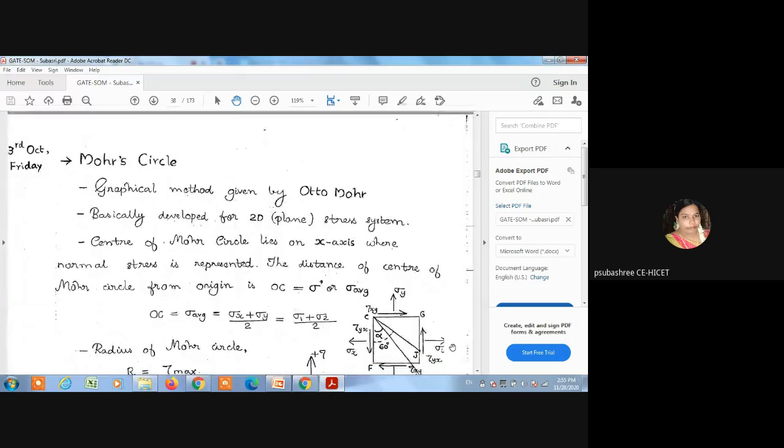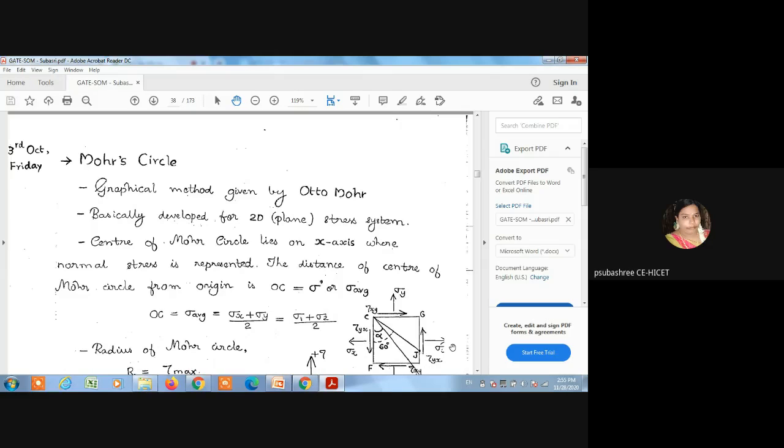And the third topic is Mohr's circle. Mohr's circle is a graphical method to determine the principal stresses. First of all, we will discuss the formulas for principal stress, principal plane, location of principal plane, and maximum shear stress.